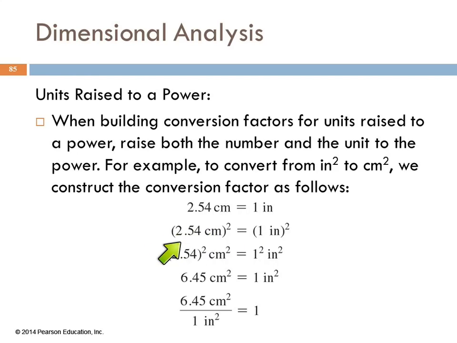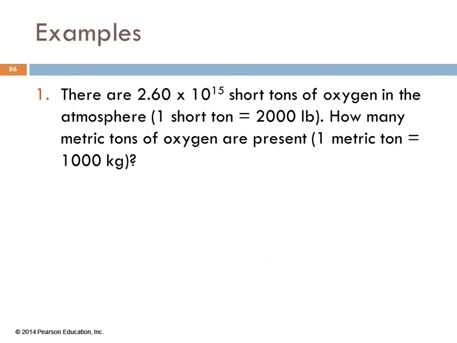Squaring this whole quantity means 2.54 squared, and the centimeters are squared. And 1 inch, the whole thing squared, is 1 squared inches squared. So if we carry out the squaring, 2.54 squared is 6.45, and square centimeters stays there. 1 squared is 1, and we have inches squared. And there we get our relationship between square centimeters and square inches. It's very important that the number gets squared. And we'll do some examples.